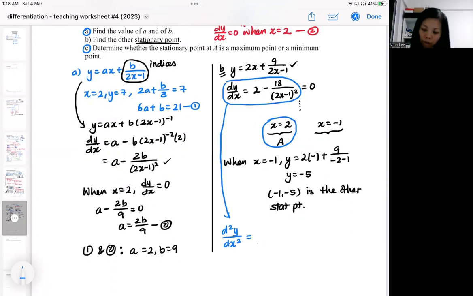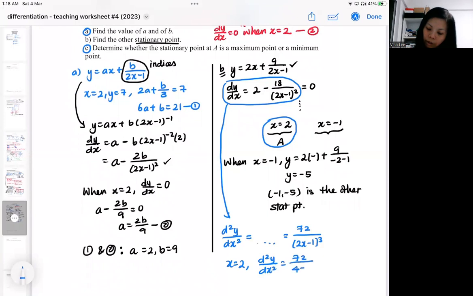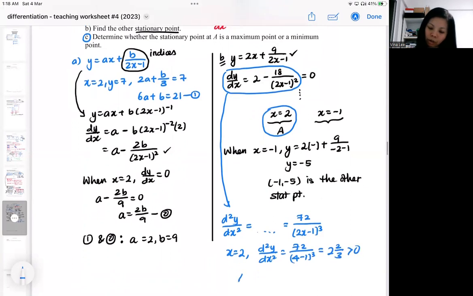I will not show you the working. So I successfully gotten my second derivative. Please try getting the second derivative. And then when I got the second derivative, I'll be testing the x coordinate of A. So I insert the coordinate of A and I got a positive value. So my conclusion is that it's a minimum point.